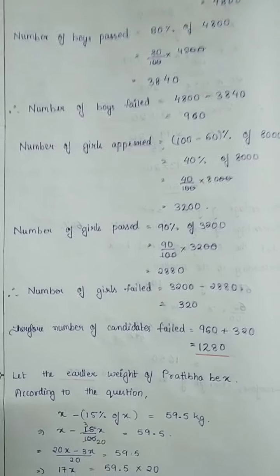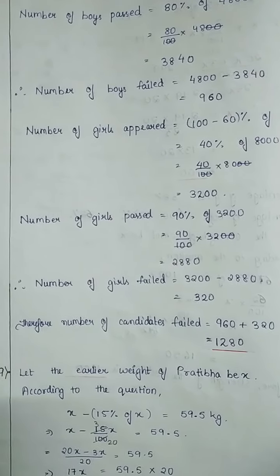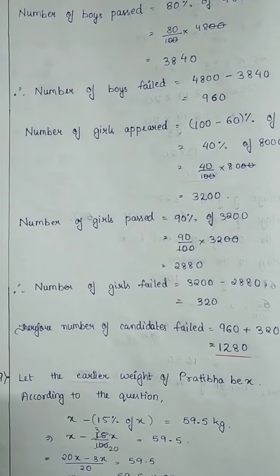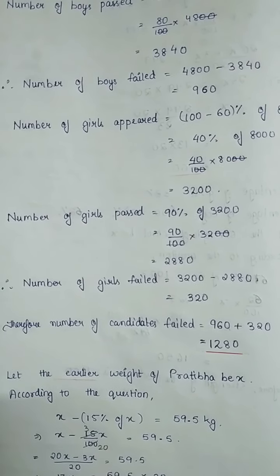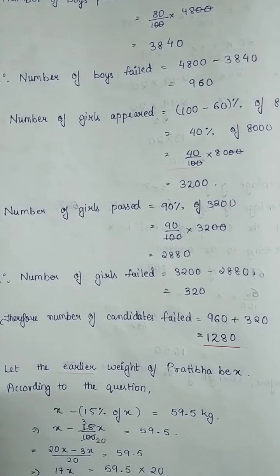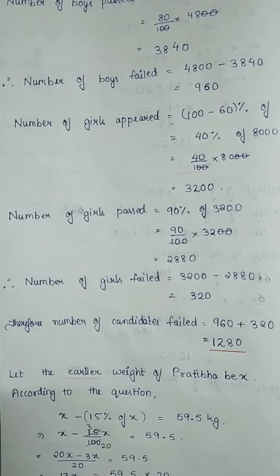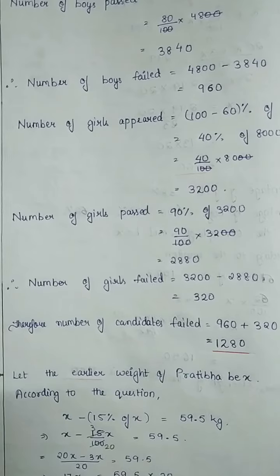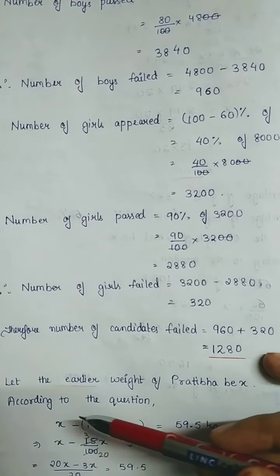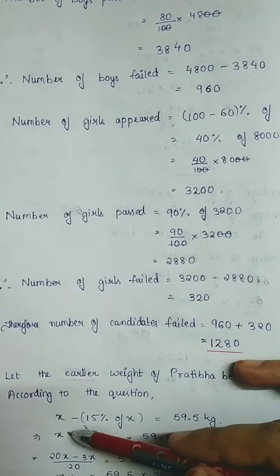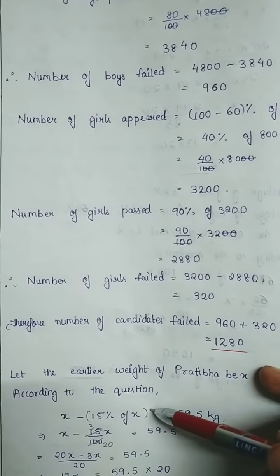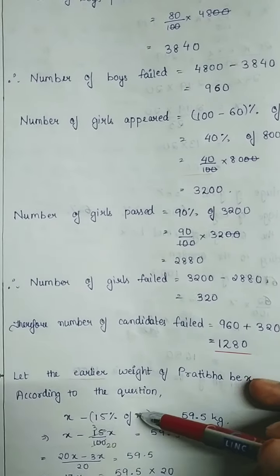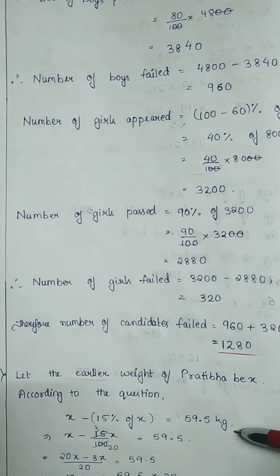Here it is said that we have to find Pratibha's earlier weight, when she has decreased 15% of her weight and has become 59.5 kg now. So let the earlier weight of Pratibha be X. According to the question, her weight was X and she decreased 15% of that weight, so X minus 15% of X is equal to 59.5 kg.